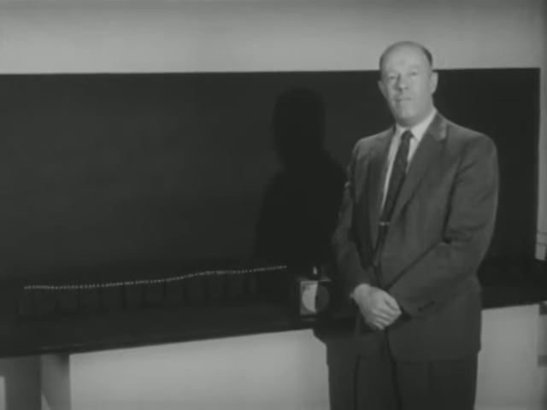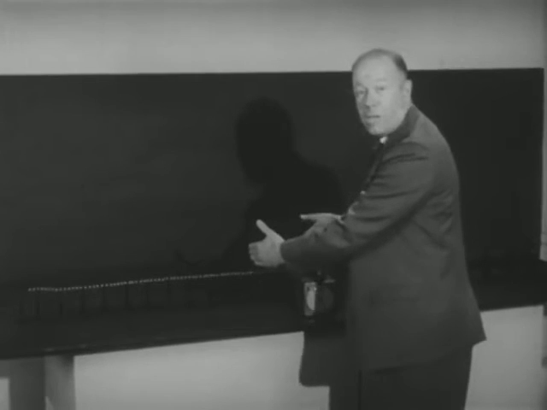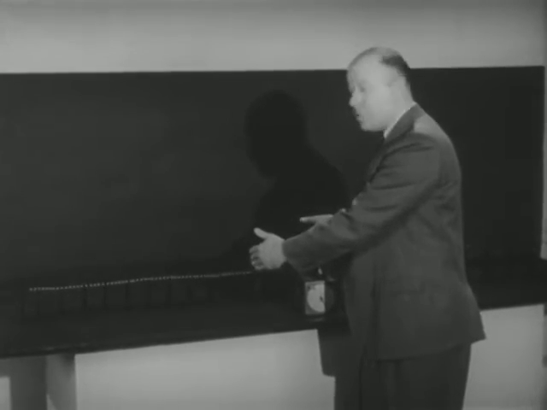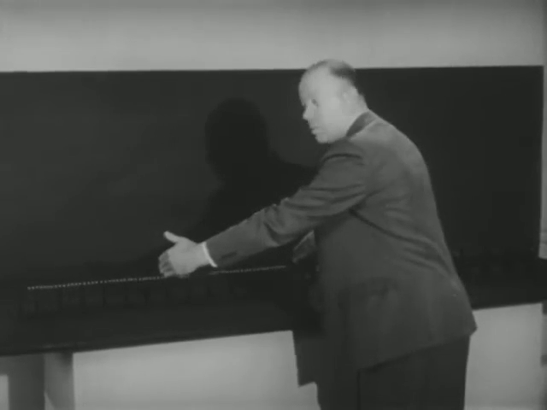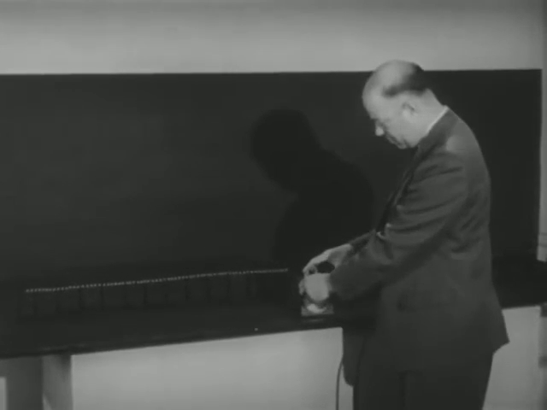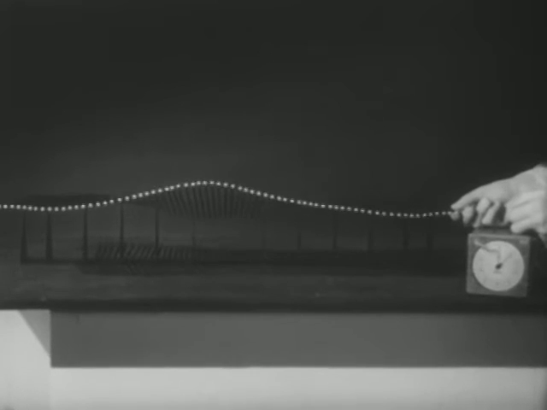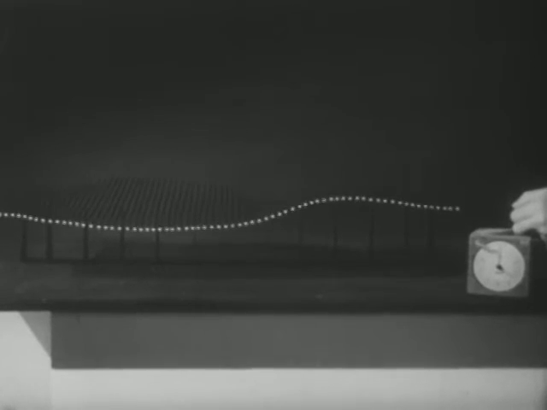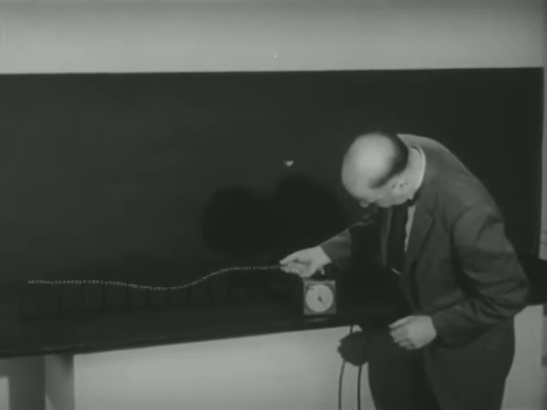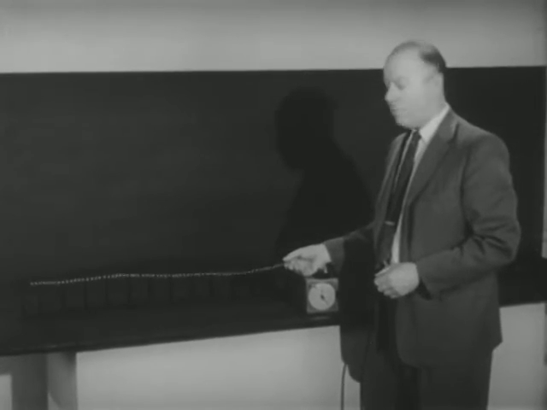Now let's study a wave of different shape. So far, the pulses we have been using have been little short pulses, maybe 5 or 6 inches long. Let's now launch a pulse which is half the length of the entire machine and see how that travels. Here we go. Start. Stop. That took 3.8 seconds, substantially the same as before.